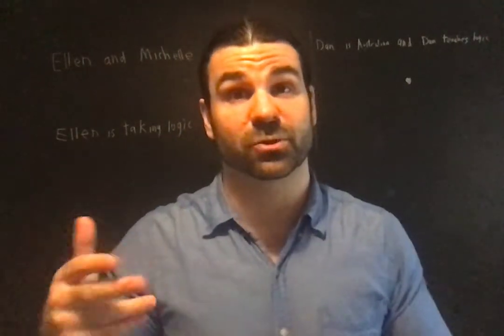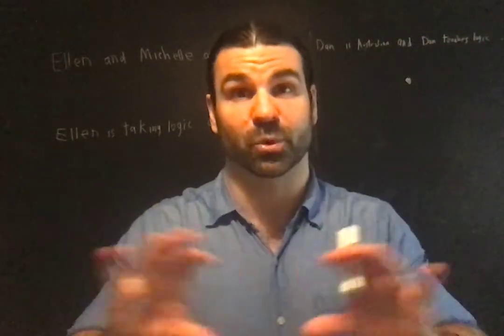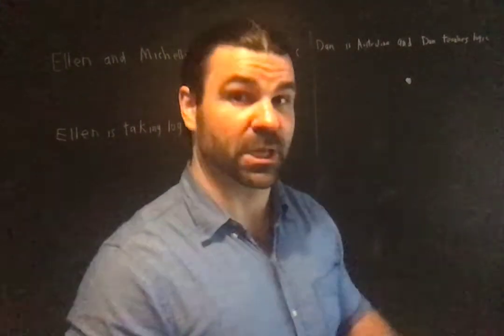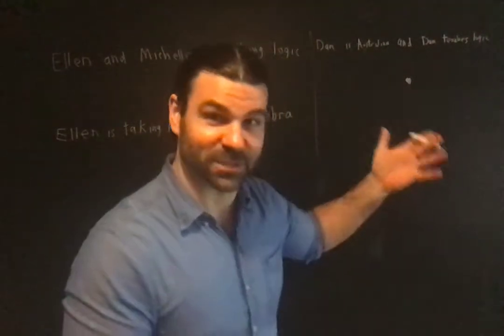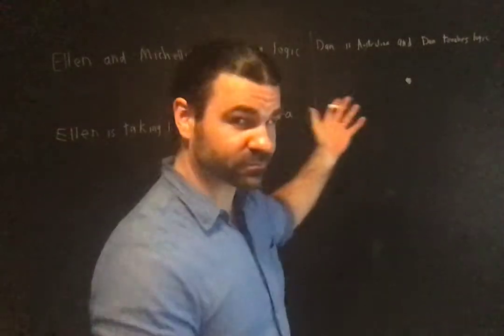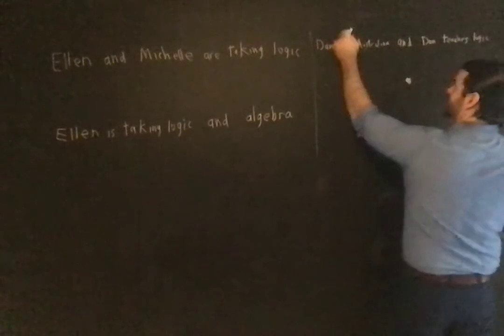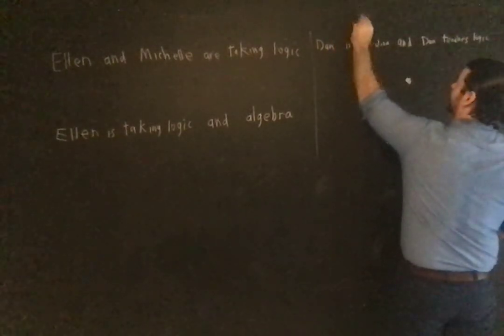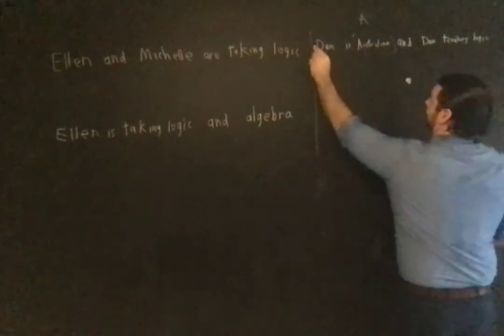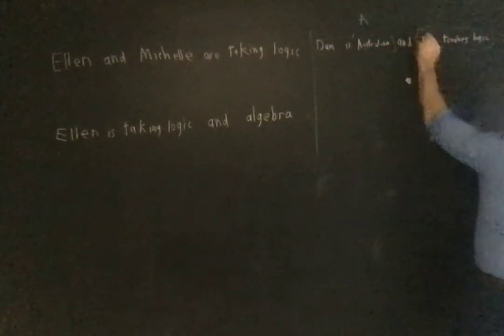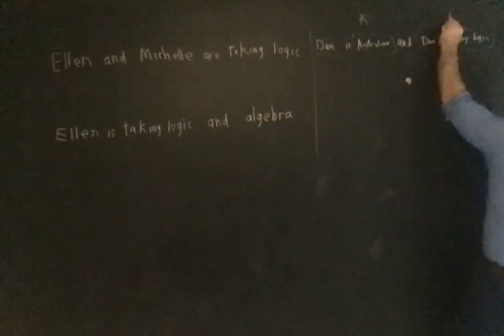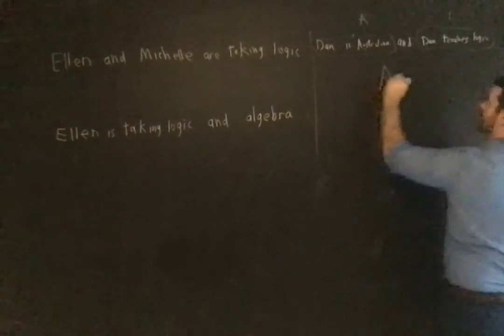Symbolizing components, you might be returning to the method of identifying the major operator, symbolizing the major operator, putting the components in their place. You'll see how that goes when we do more complex examples. Here, this is not a simple sentence in a technical sense. It is a compound sentence. So if we have Dan is Australian, make that A for Dan is Australian. Dan teaches logic is a simple sentence. Call that L. So it's just A and L.